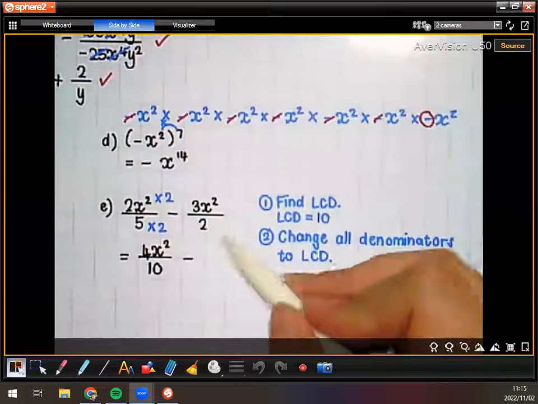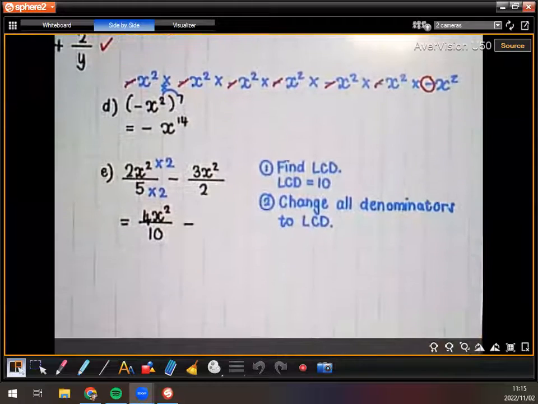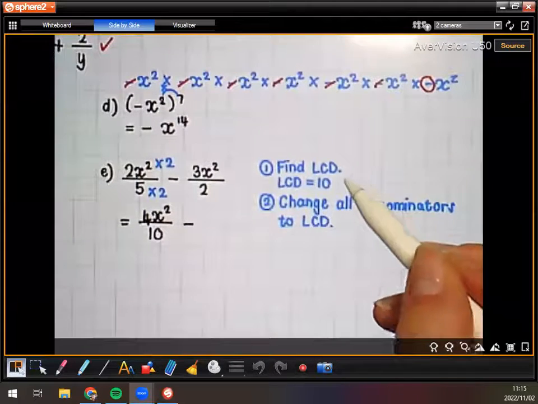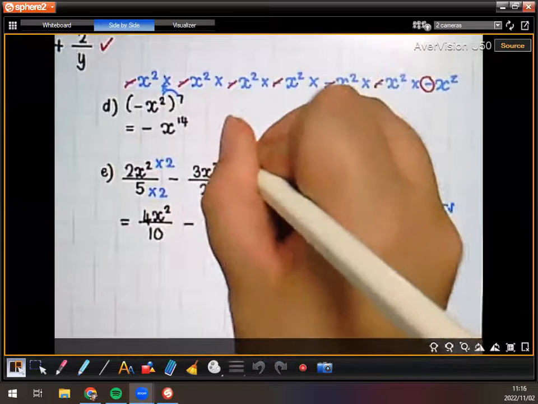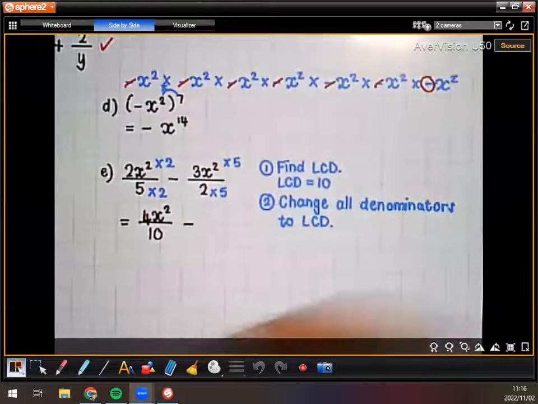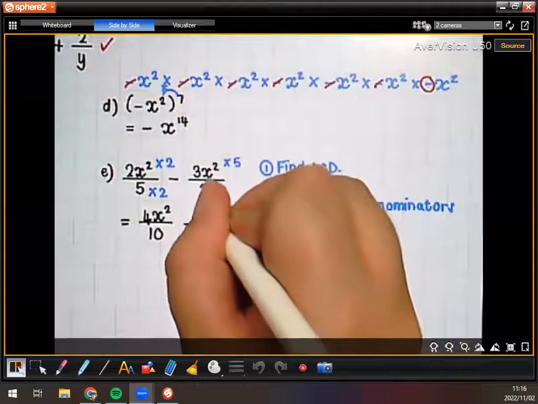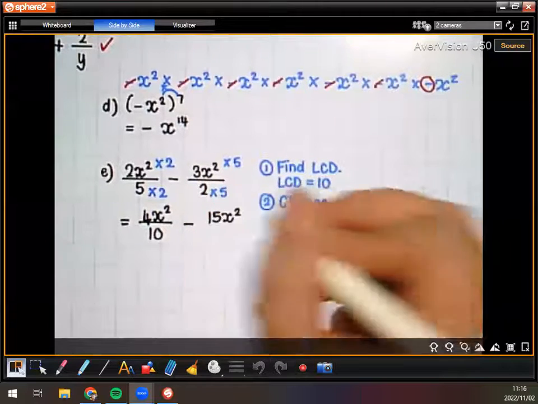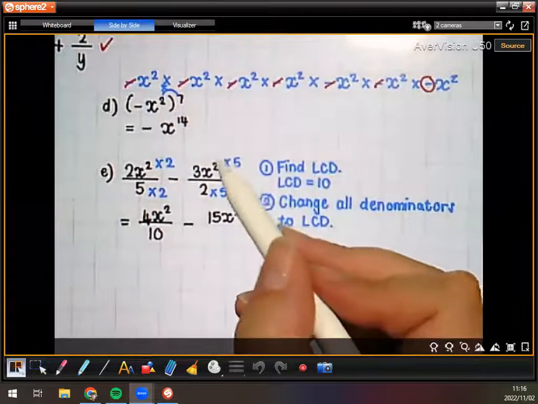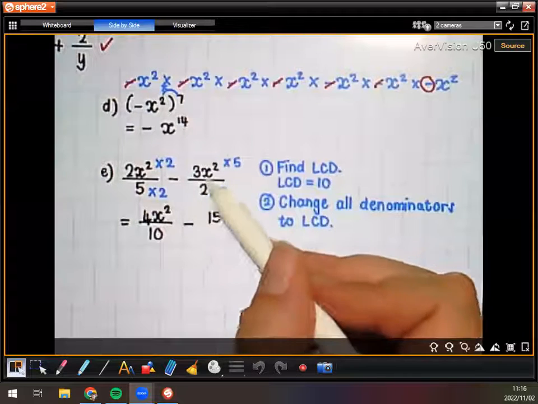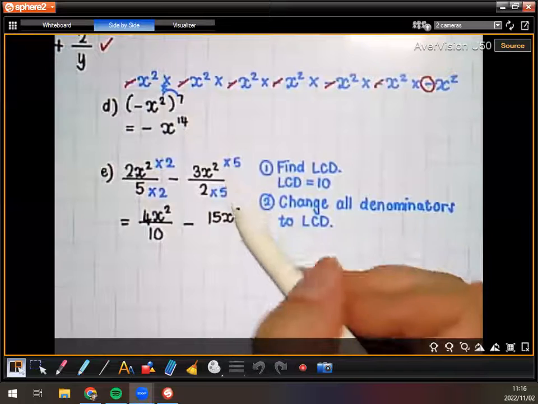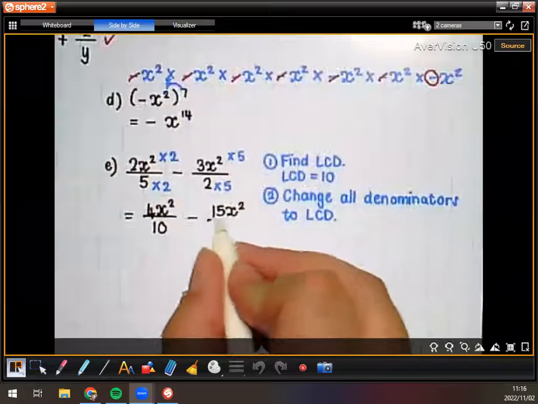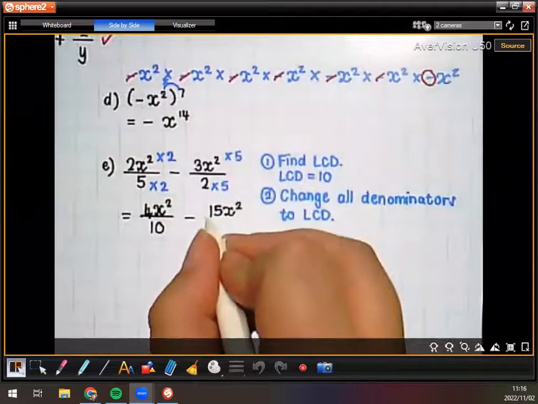Minus. The second denominator is 2. What do I do to 2 to turn it into 10? Times by 5. So I have to do the same thing at the top. So what is 3x squared times 5? 15x squared. Remember, it's not an exponent, it's the number 5. I'm saying 3x squared times 5. So 3 times 5 is 15, and the x squared is going to stay x squared. Over 10.